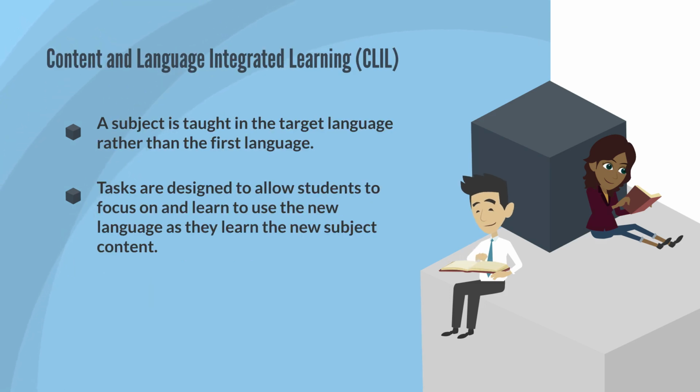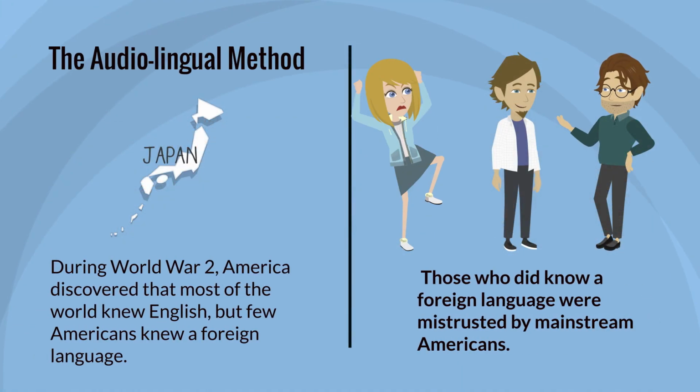Content and language integrated learning, CLIL, is where a subject is taught in the target language rather than the first language. Tasks are designed to allow students to focus on and learn to use the new language as they learn the new subject content. The audiolingual method.